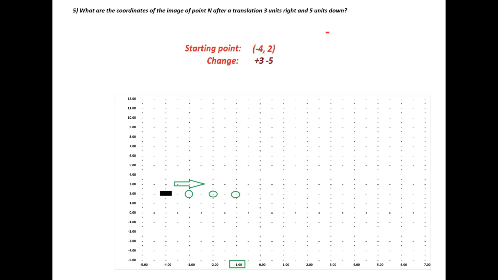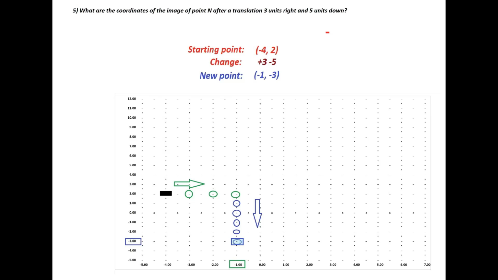Now, let's move our 5 units down. 1, 2, 3, 4, 5. I told you this was easy. Our new point on the y-axis is -3. So when we're doing our changes, all we're doing is a little bit of integer addition and subtraction. -4 plus 3 is -1, and 2 minus 5 is -3. So our new point is -1, -3.